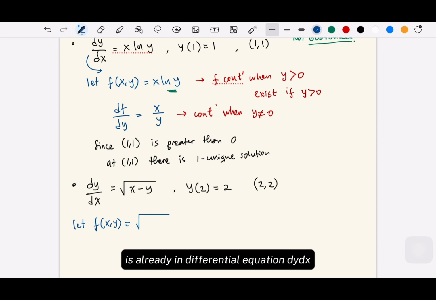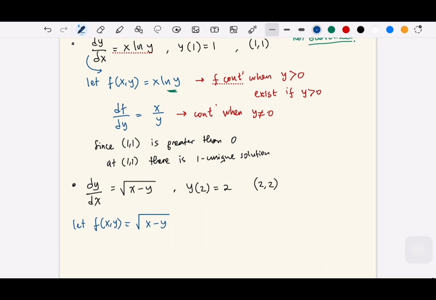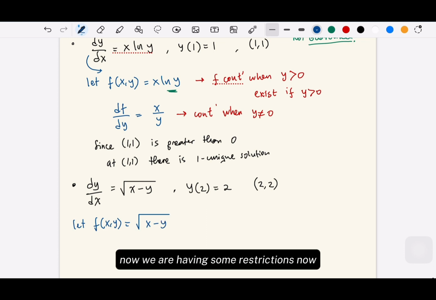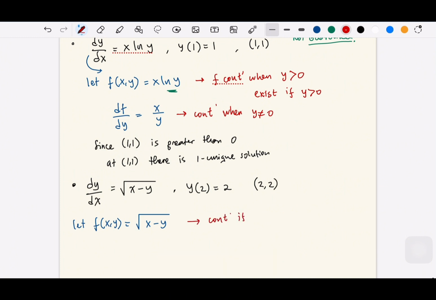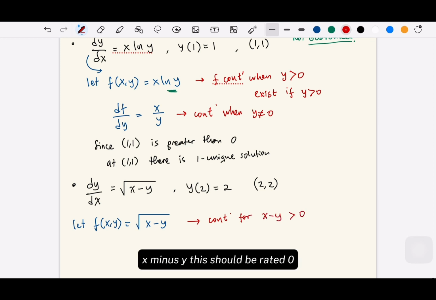Although the equation itself is already dy dx, we want to observe in terms of the right side of this equation. So this is the square root of x minus y. Now we are having some restrictions because we don't want this to be negative, if we want to make it a real number. So we say that this will be continuous for x minus y greater than 0, or x should be greater than y. We have some restrictions now for the function.